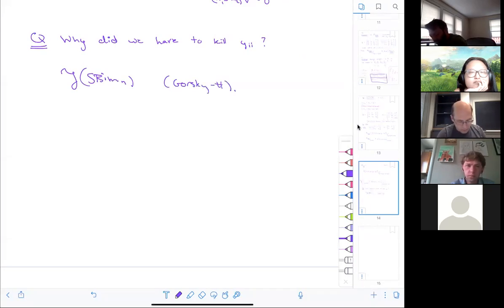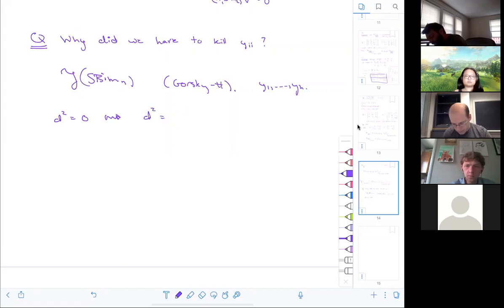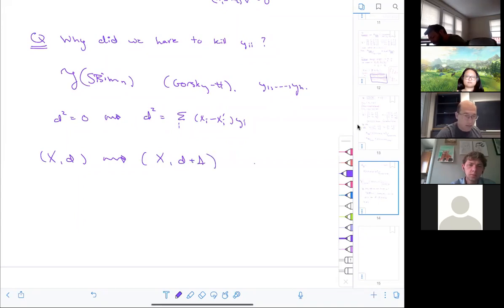So you take the equation d squared equals 0 and you deform it. You introduce deformation parameters y1 to yn. You deform this equation to the equation d squared equals this guy. And given a complex of Soergel bimodules, a y-ification of that complex is a deformation of the differential that satisfies this new relation.